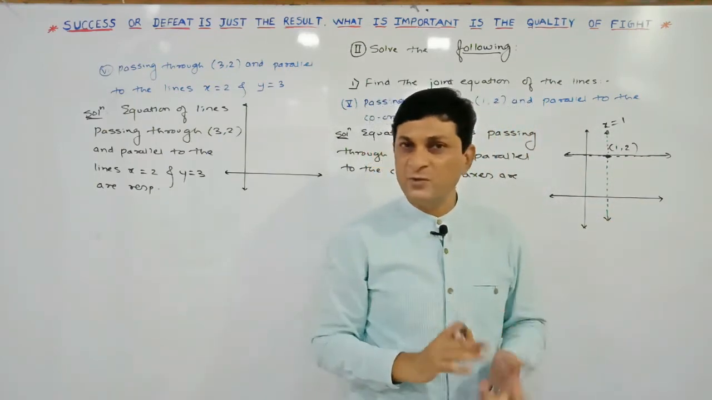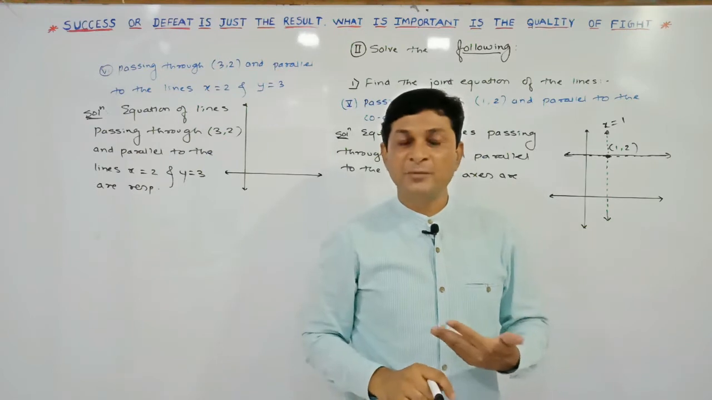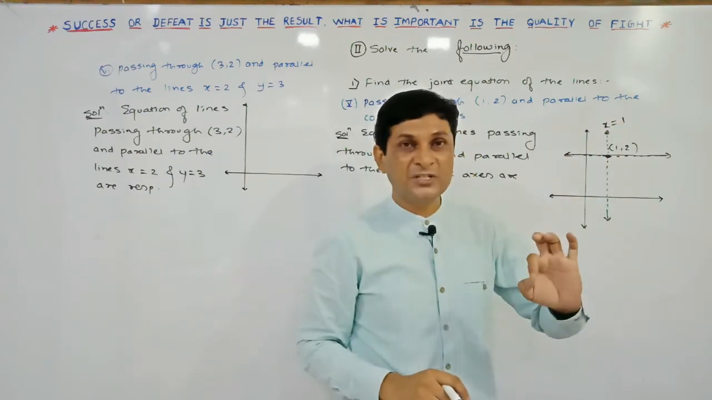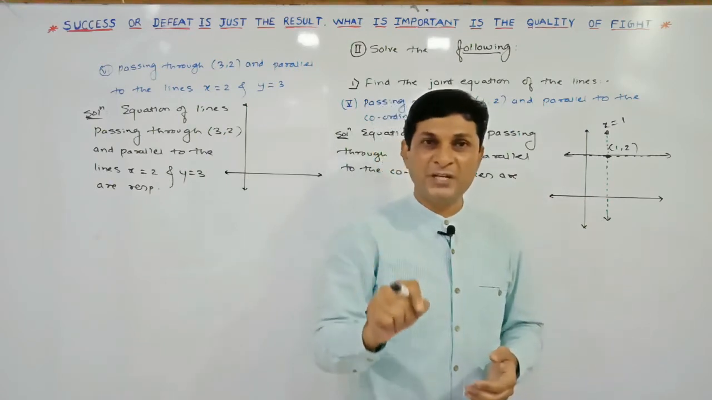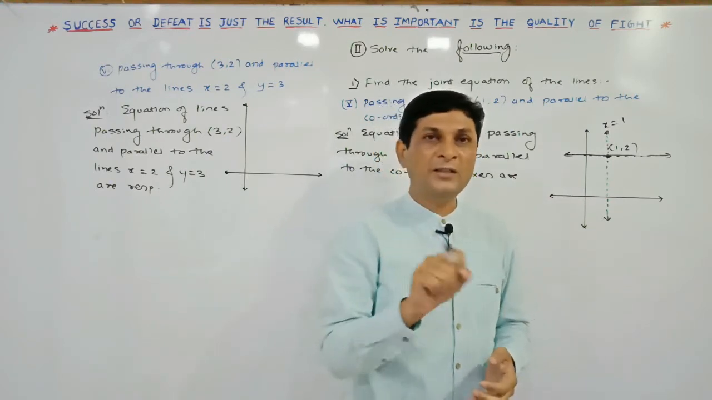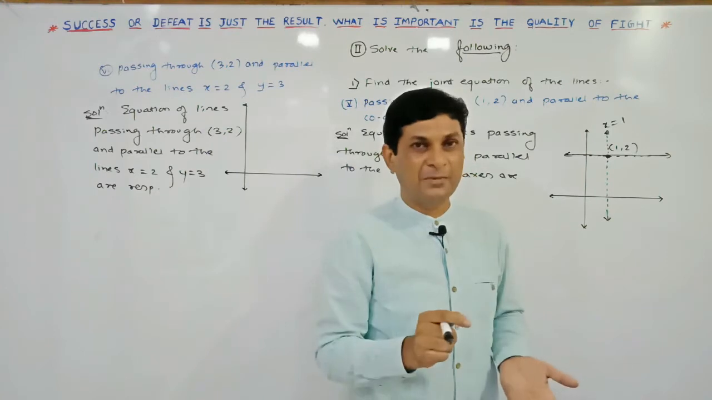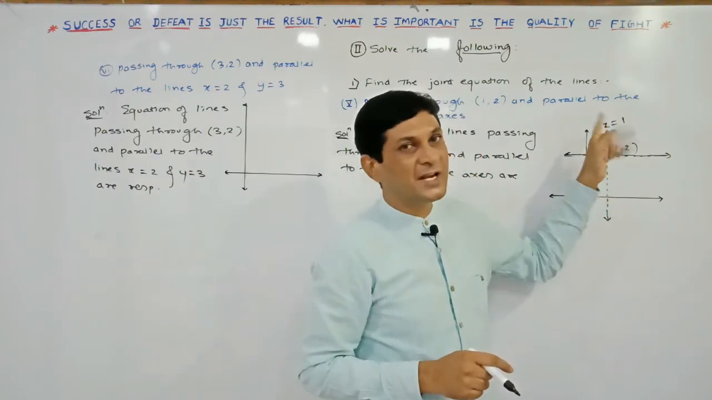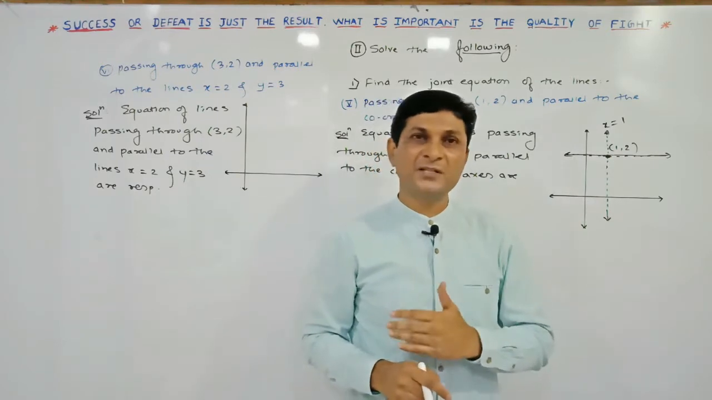Getting it? Why are we able to say that the x coordinate is constant? Because we know that if a line is parallel to the y-axis, its equation is x equals constant. Its meaning is that the x coordinate of all the points on this line are the same. We know the x coordinate of one point, so from this x coordinate we are able to find the value of that constant.